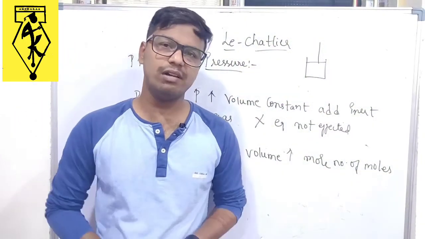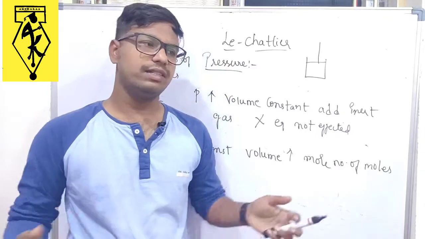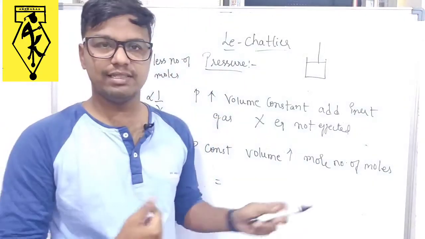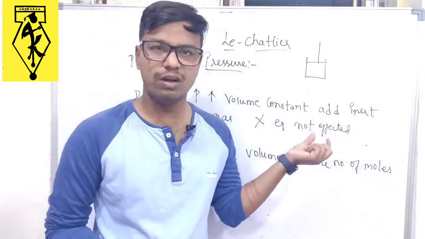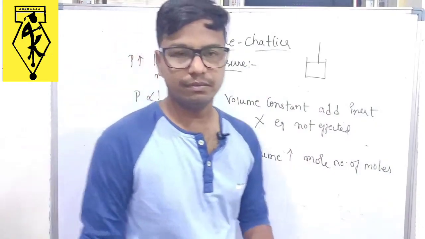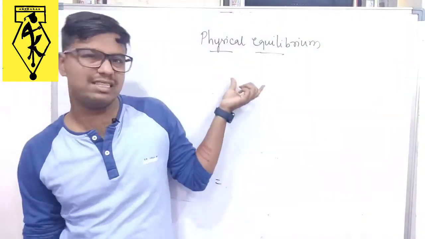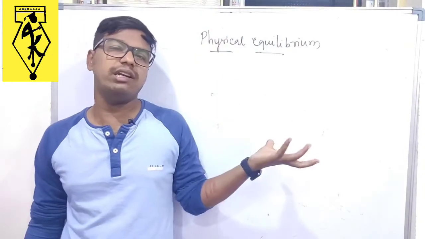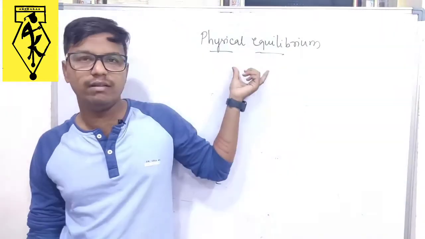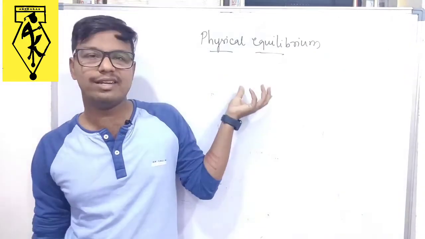There is one point which I have to discuss, that is physical equilibrium. Actually, I'll discuss it now. The last point, a very short one, and I'll conclude this video. Physical equilibrium is one which deals with the physical state of the matter, for example, solid to liquid, liquid to gas. It does not involve any chemical reaction here.